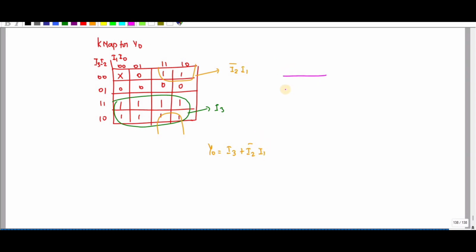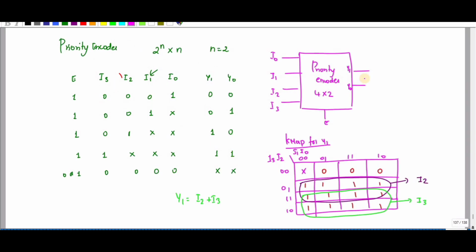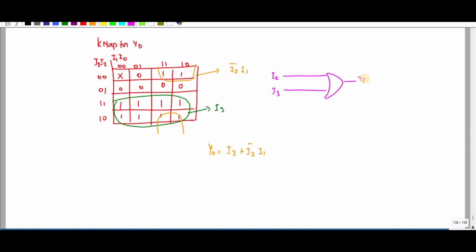So how to implement this? I2 and I3 gives your Y1, and I3 with I2 bar I1 gives your Y0.